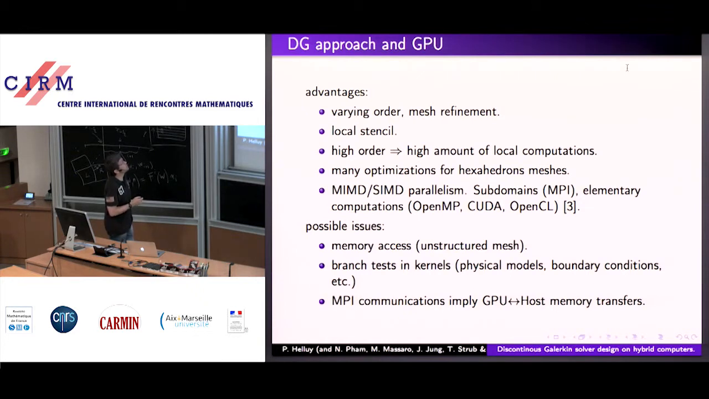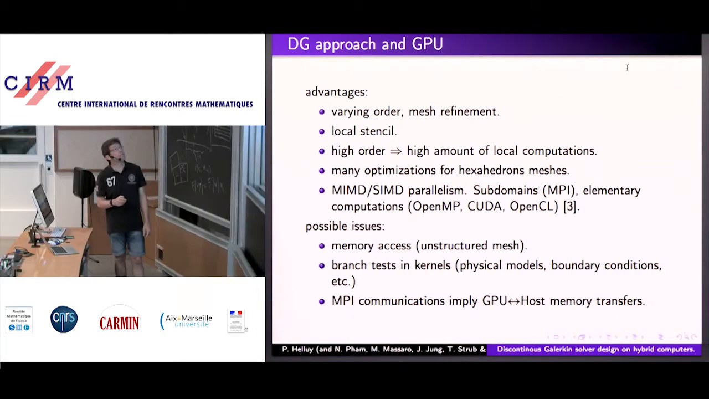You can do many optimizations for hexahedron meshes. If you consider curved hexahedrons in 3D, and you align the data inside a hexahedron with some clever numerical integration, you can be very efficient. The DG method is also very well adapted to MIMD, SIMD parallelism. SIMD parallelism is an OpenCL parallelism, where you have many compute units that are sharing the same memory. And this parallelism is the MPI parallelism.